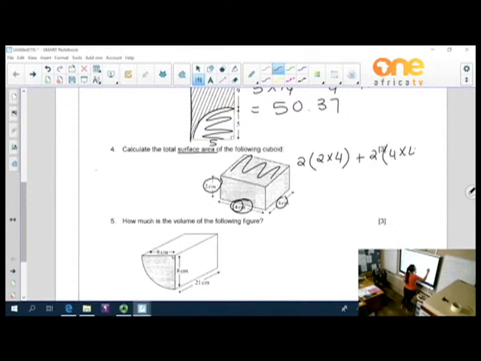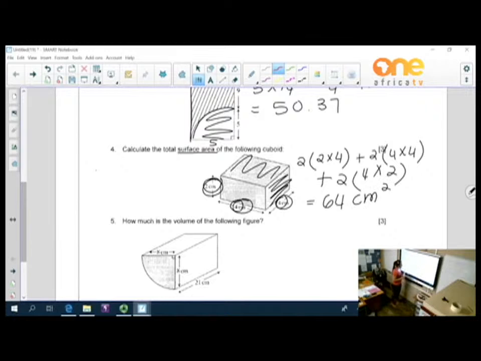So 4 times 4. Plus, we will have 2 sides of, this will now be this one, 4 and 2. So this again will be 4 times 2. And we will be left with a total surface area of 64 centimeters squared. Remember, they give you units, centimeters, so your answer needs to be in unit.